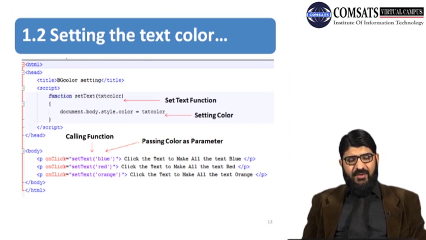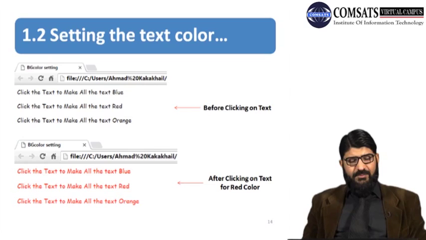Let's move to the next output. The output of the code is, see, before applying the background color, the text is appearing in the paragraph as: Click the text to make all the text blue. Then the next paragraph: Click the text to make all the text red. And then: Click the text to make all the text orange. So when we are clicking it, the colors are changing to red color for the first paragraph.